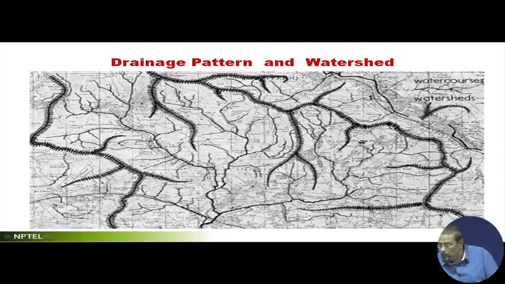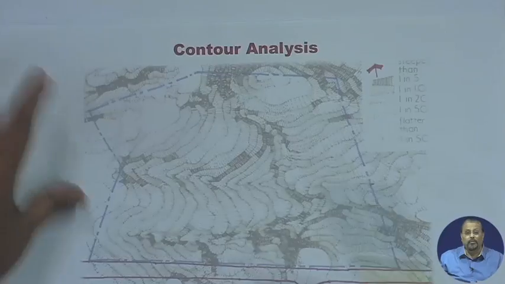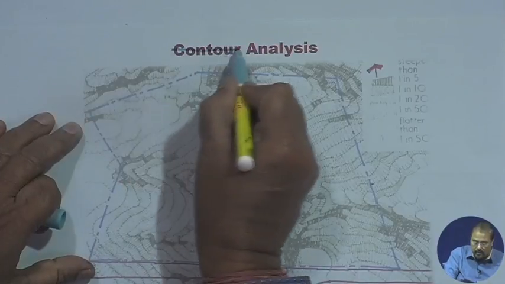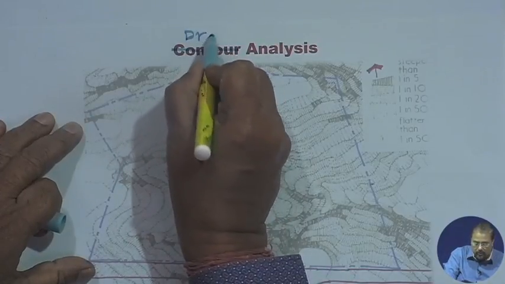Let's see if I have any more extra sheets. Okay, let me use this extra sheet for another contour analysis drawing. I will rather change this and write here drainage analysis. Okay.